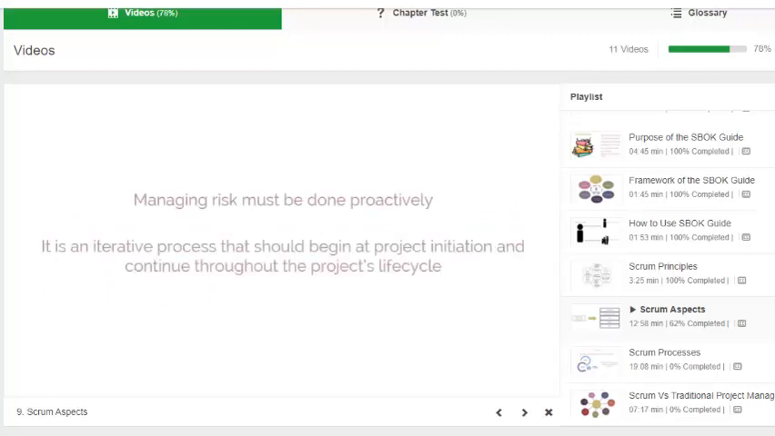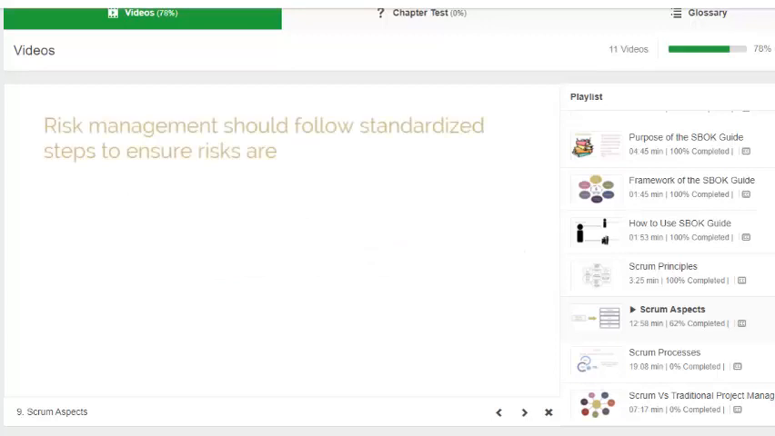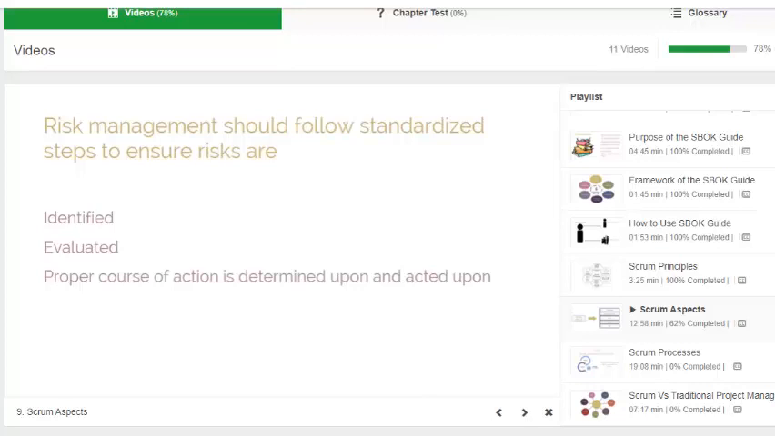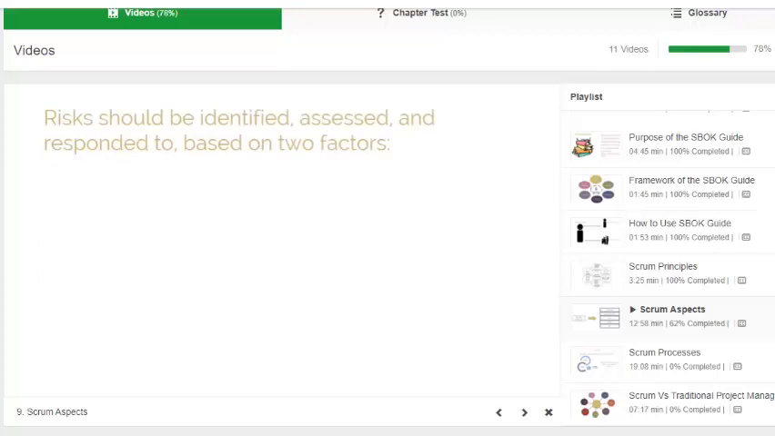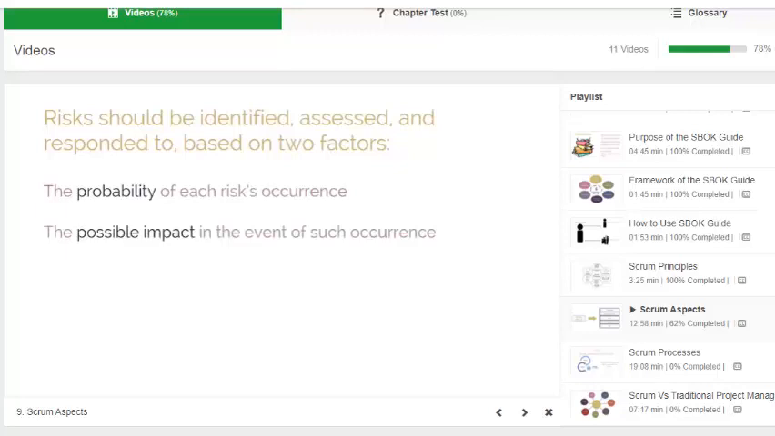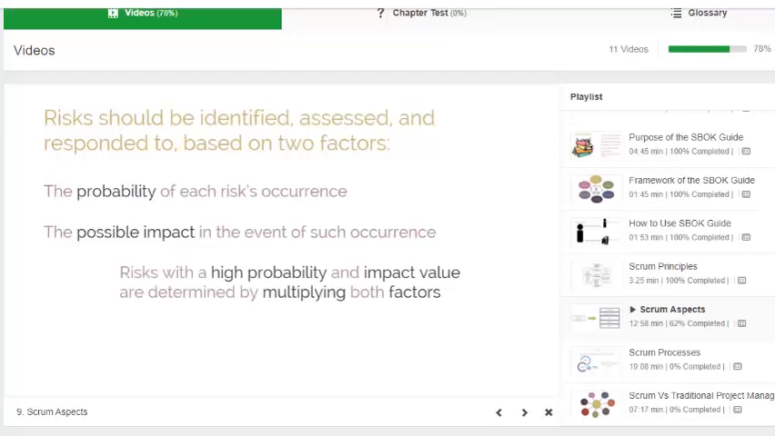It is an iterative process that should begin at project initiation and continue throughout the project's life cycle. The process of managing risks should follow some standardized steps to ensure that risks are identified and evaluated, and that a proper course of action is determined and acted upon accordingly. Risks should be identified, assessed, and responded to on the basis of two factors. These are the probability of each risk's occurrence and the possible impact in the event of such an occurrence. Risks with a high probability and impact value, determined by multiplying both factors, should be addressed before those with a relatively lower value.